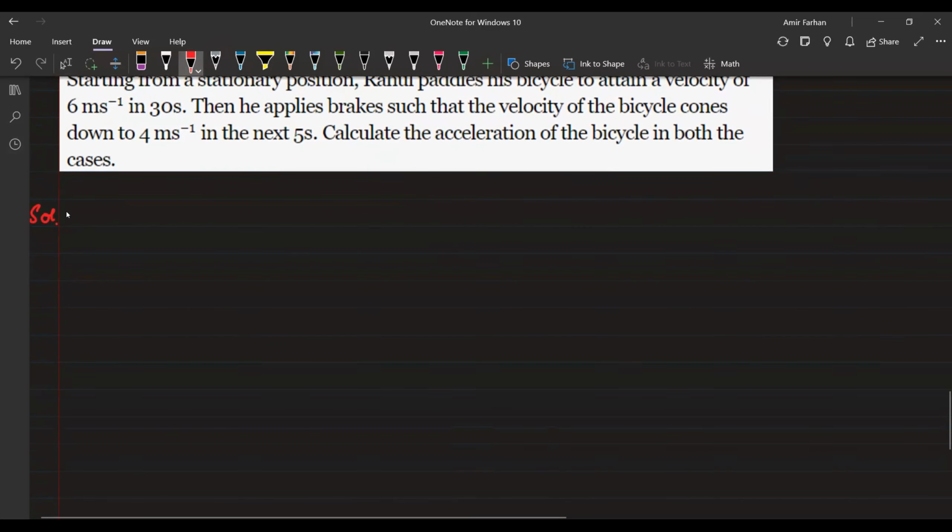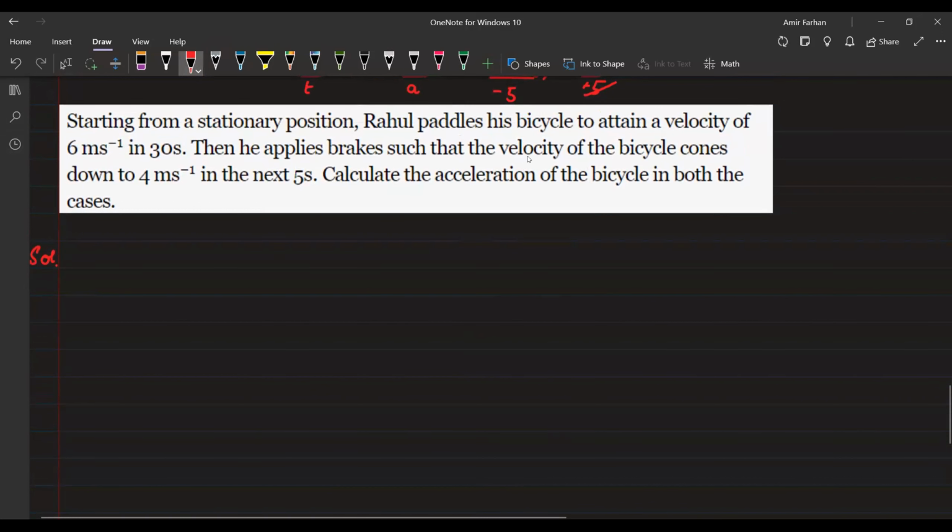चलो जल्दी से, ठीक है, ये क्वेश्चन करते हैं, क्योंकि अभी एक और क्लास यहाँ पे कंडक्ट होगी, सो आई हैव टू रैप दिस क्लास अप. ठीक है, so question is saying that starting from the stationary position, so now in the first case.